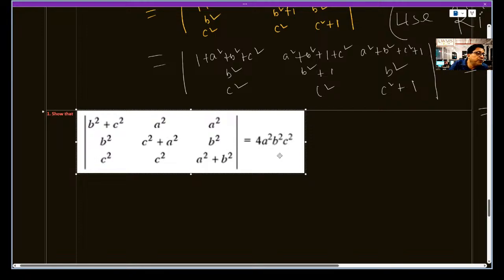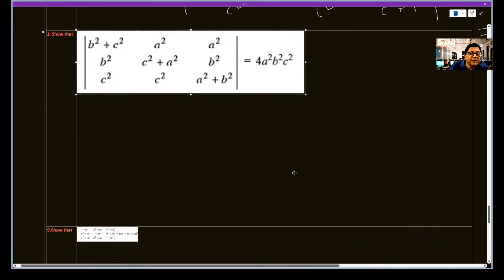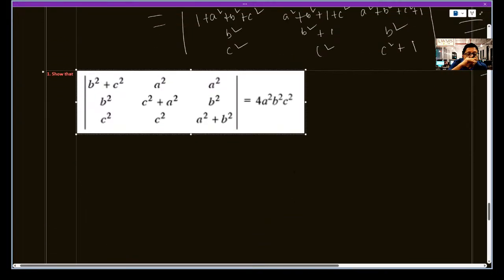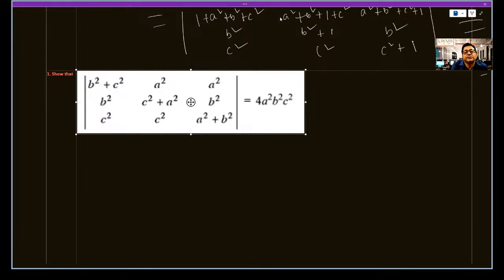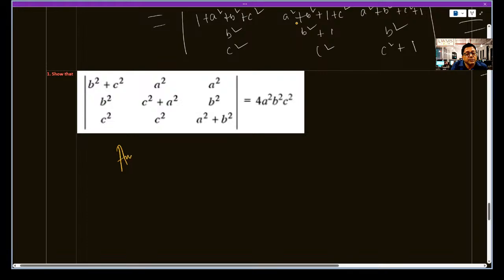Show that this thing equal to 4A square B square C square. Today's class you learn the manipulation only. Cramer's rule you will do another session. Okay? How to evaluate this? Similar procedure. Let's see. If we add second and third row and subtract from first row, then you are not getting all zeros, but it will be simplified. So use this operation first: R1 minus R2 plus R3. Just do it.